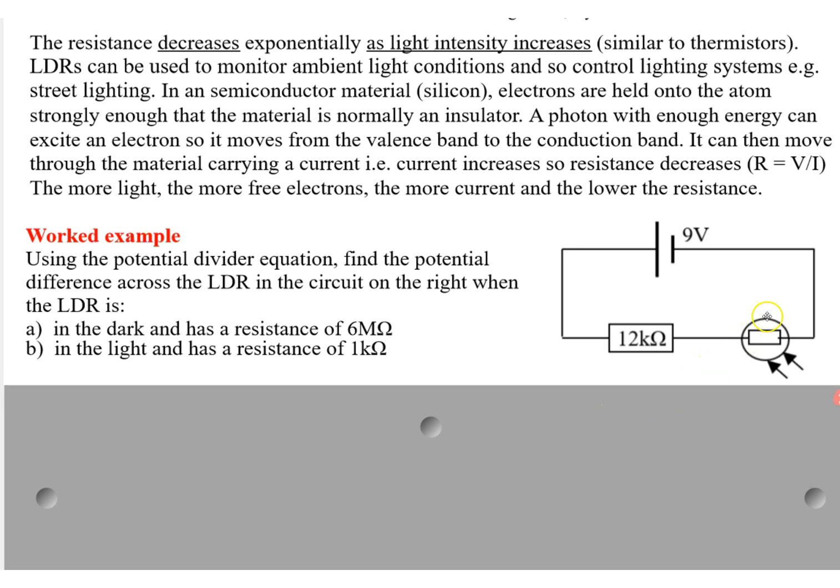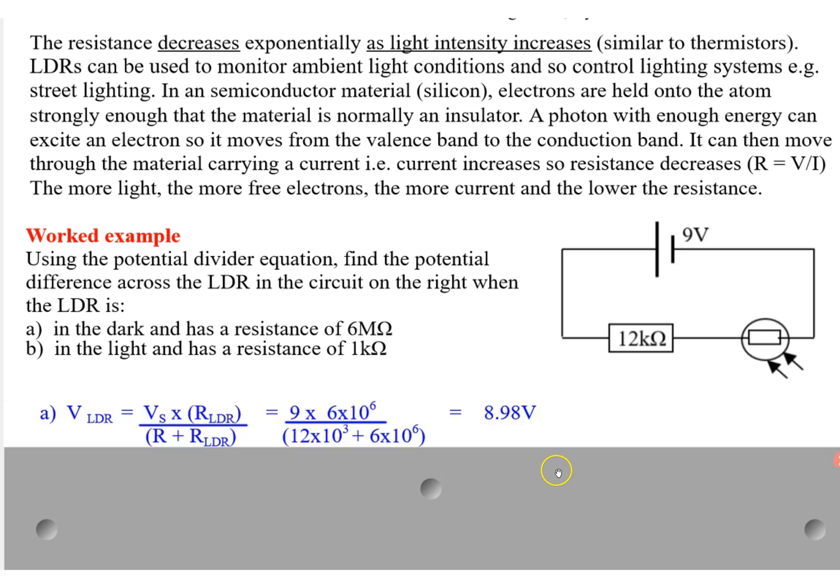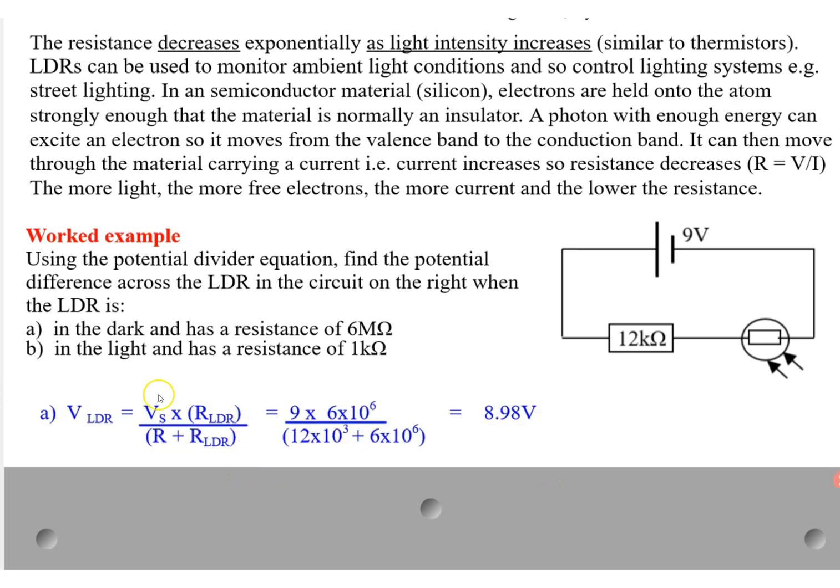Okay, so let's have a look at this worked example. So we have a fixed resistor, 12 kilo-ohms, we have an LDR, and we have a supply voltage of 9 volts. So we're trying to find what is the potential difference across the LDR when we're in the dark. So we have a high resistance of the LDR, and it's 6 mega ohms. So we can use our new formula. So the voltage across the LDR is equal to the supply volts, Vs, multiplied by the resistance of the LDR, divided by the total resistance. So we have 6 mega divided by 12 kilo plus 6 mega, and that's going to equal 8.98.